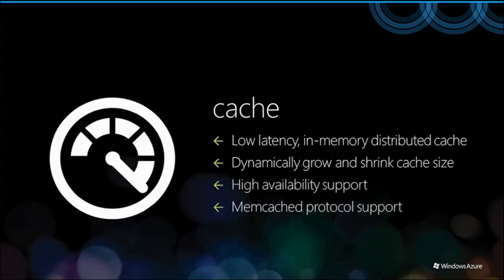In addition to database and blob storage, another type of storage that I want to talk about a little bit is the cache. We have a distributed caching capability built into Windows Azure that you can take advantage of. And the release we did last week adds a whole bunch of new capabilities to it. It's a low latency in-memory distributed cache. So anything you store in this cache is kept in memory within your application. And because it's distributed, you can use it across multiple machines within your environment.